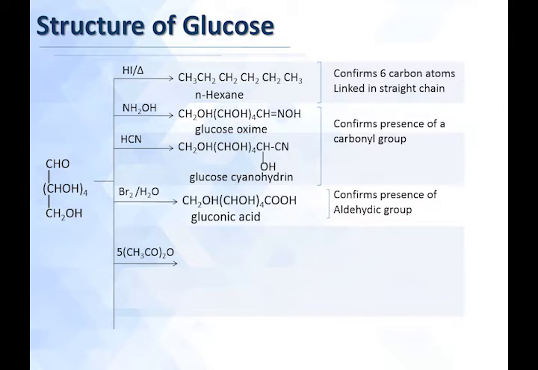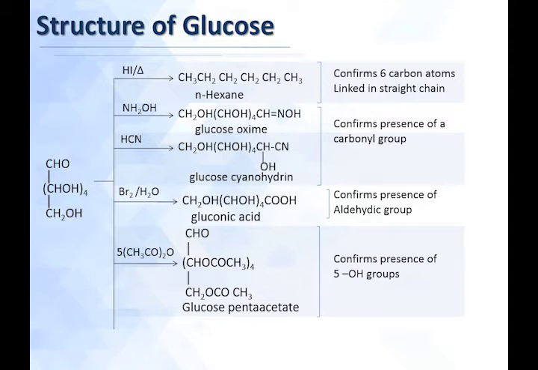Since, according to the definition, glucose is a polyhydroxy compound, we wanted to check how many hydroxy groups are present. Usually we do it by esterification with acids. So we are taking here acetic anhydride. For every mole of glucose, 5 moles of acetic anhydride react to give glucose pentaacetate. So this confirms the presence of 5 hydroxy groups.